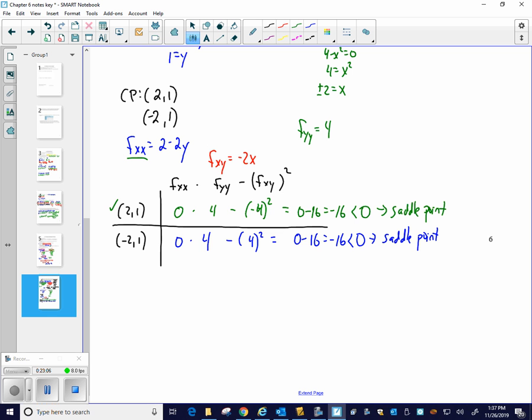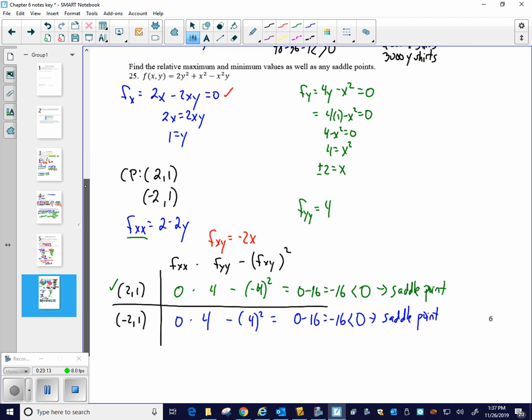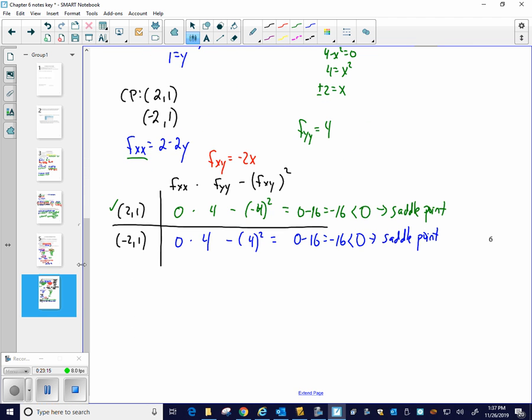So to find the actual saddle points, we have to take 2, 1 and negative 2, 1 and plug those back into the original equation at the top. And again, I've already done all that, so my saddle points are f of 2, 1 equals 2, and ironically, f of negative 2, 1 also equals 2. All right, that's the math behind it.